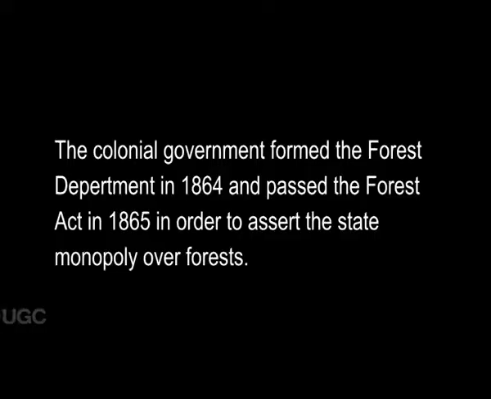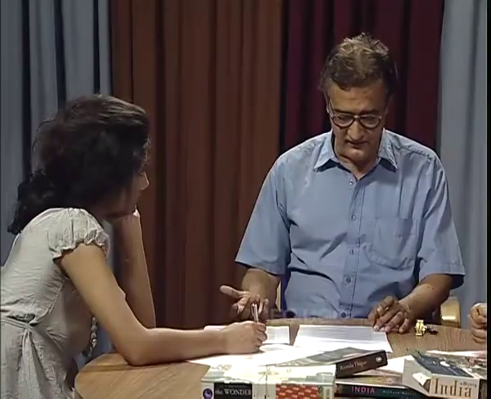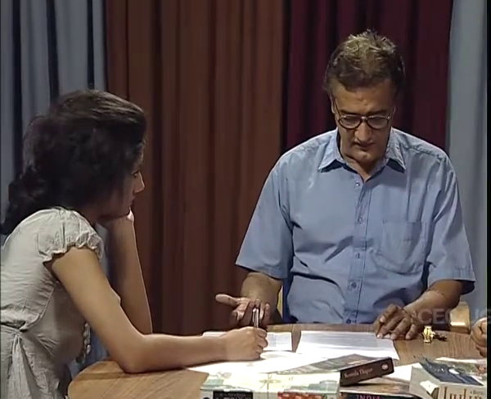In order to get greater access to commercially profitable timber, the colonial government formed the Forest Department in 1864, and it passed the Forest Act in 1865 in order to assert the state monopoly over it. In August 1864, the government of Bengal appointed T. Anderson as a conservator of forests.